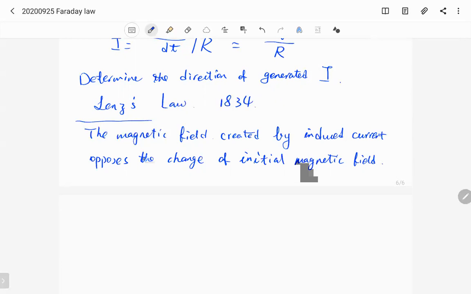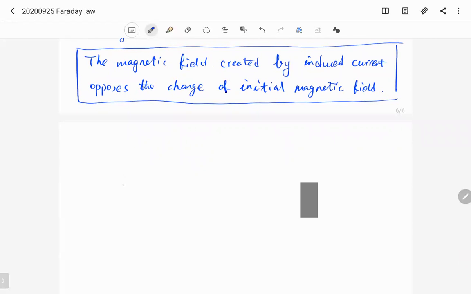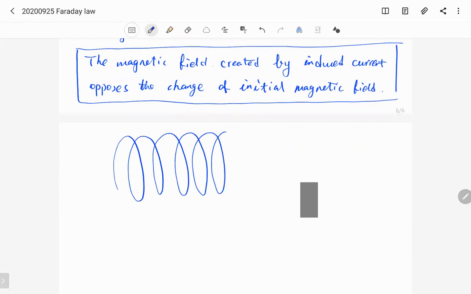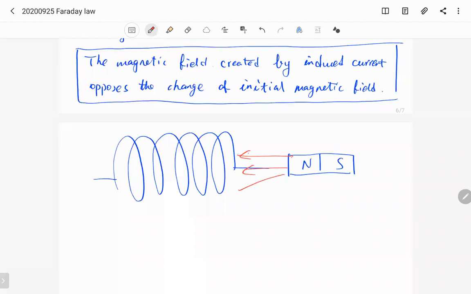Okay, how do we understand this statement? If we have a coil or a solenoid, and we connect it with a current meter, and we have a magnet moving, the magnetic field increases in the solenoid. So the magnetic field inside the solenoid increases when we use a magnet to approach the solenoid. Then in this case, the solenoid is going to generate a current, and the generated current will create a magnetic field. So the created magnetic field is going to oppose the change of the initial magnetic field.